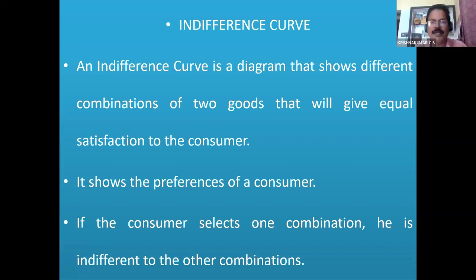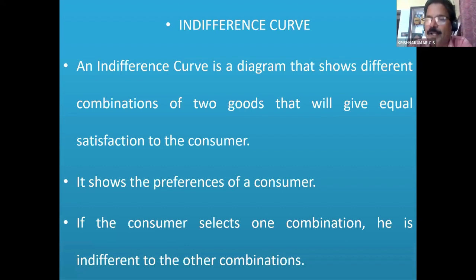Okay. So what is an indifference curve actually? What is an indifference curve? It's a diagram we know. And what does this diagram show? Different combinations of two goods that will give equal satisfaction to the consumer. Here you can give an example. To start it, you can give an example.